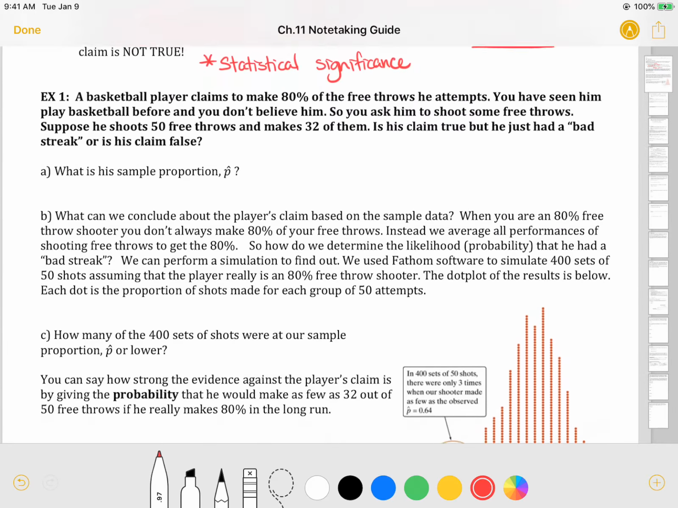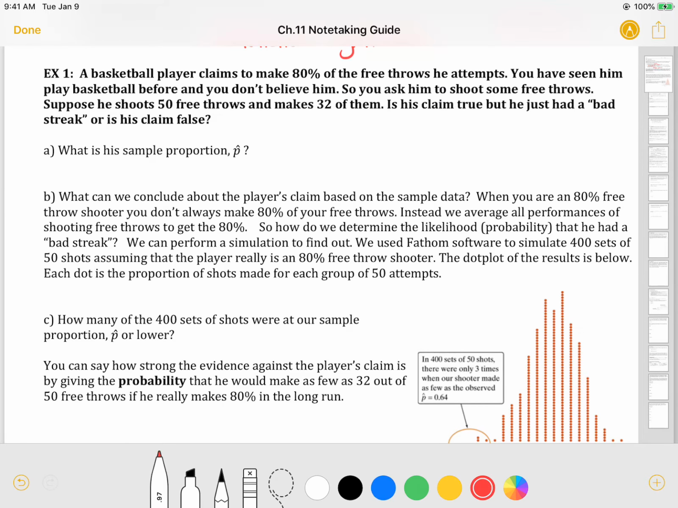Okay, so let's look at this example about someone who likes to shoot free throws. It says a basketball player claims to make 80% of the free throws he attempts. You have seen him play basketball before, and you don't believe him. So you ask him to shoot some free throws in front of you, okay? Suppose he shot 50 free throws, and out of those 50 free throws, he makes only 32 of them, okay? Is his claim true, but he just had a bad streak, or is his claim false?